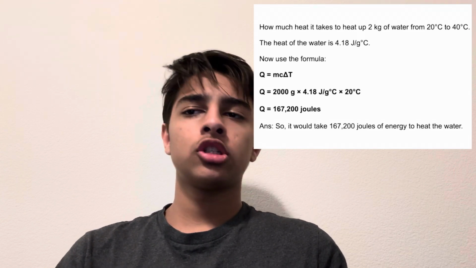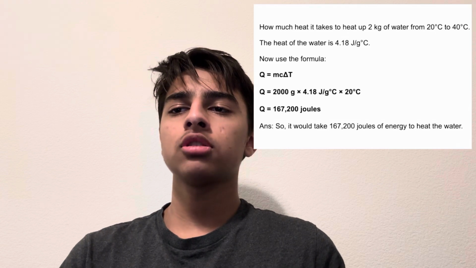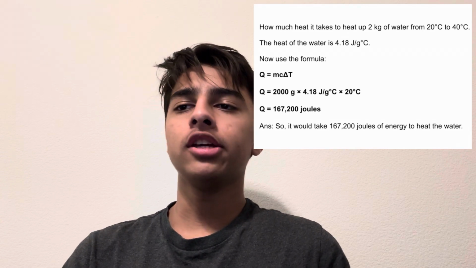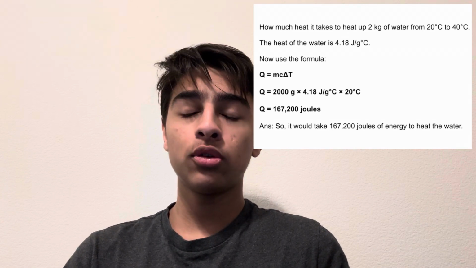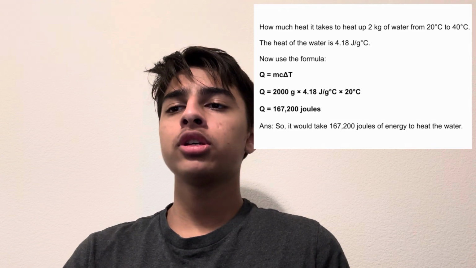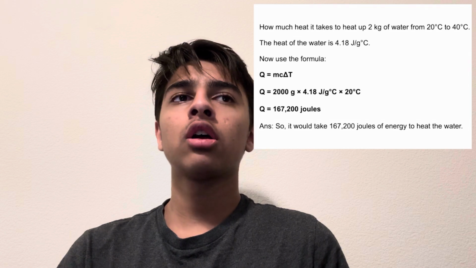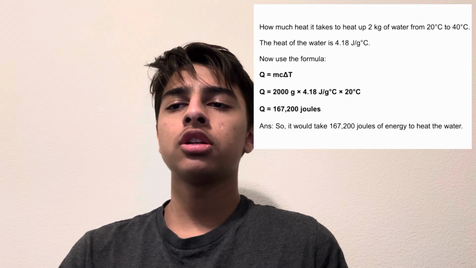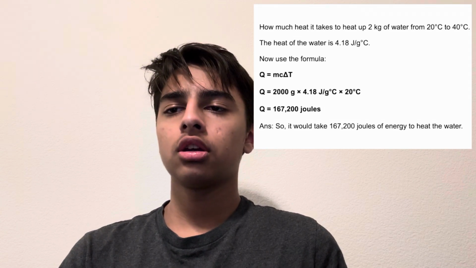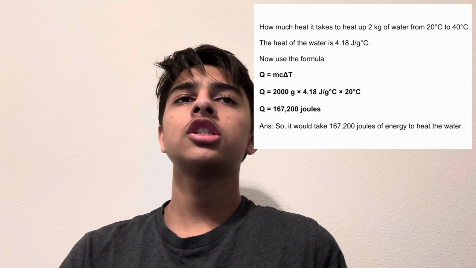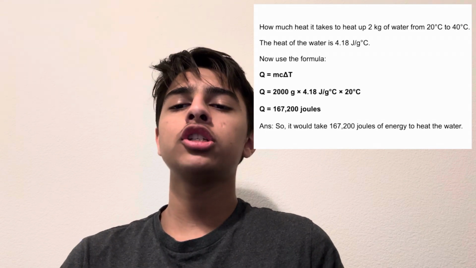So what you're going to do is take 2,000 grams, times 4.18 joules per gram degree Celsius, and then times 20 degrees Celsius. When you do all those calculations, you're going to get 167,200 joules. So it would take 167,200 joules of energy to heat that water.